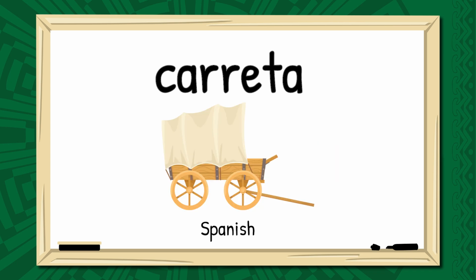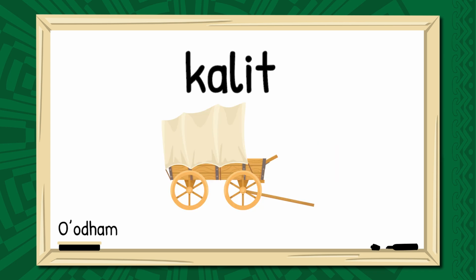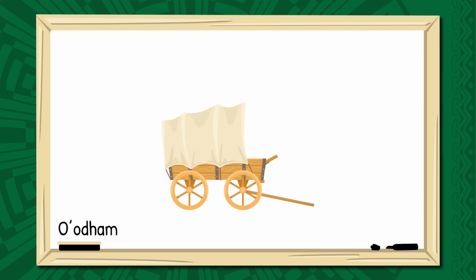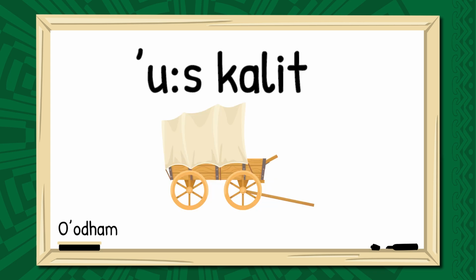which means wagon. O'odham originally borrowed the word when wagons were introduced and later expanded the meaning to also mean cars. Karit is now primarily used to mean car, so much so that if you want to refer to a wagon, you would use the word uskarit or wooden car.